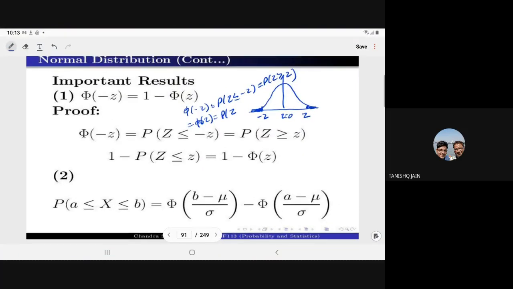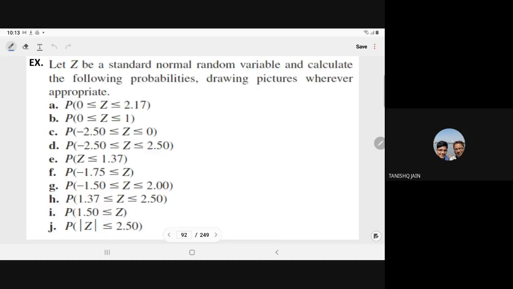Because in general we have the table only for the positive z, right? Only for the positive z. That's why I have written this. And this second relation I will tell you after some time. So let z be the standard normal random variable and calculate the following probabilities, drawing the picture wherever appropriate.